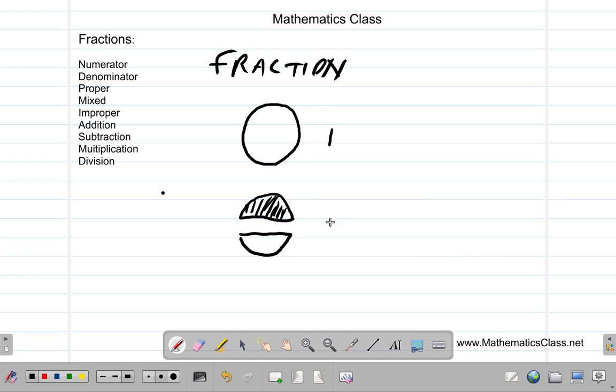Now, what did I eat? This is one part out of two, and these are two equal parts, the same size bulla. Now, I can write this as a fraction. I say 1 line and 2.